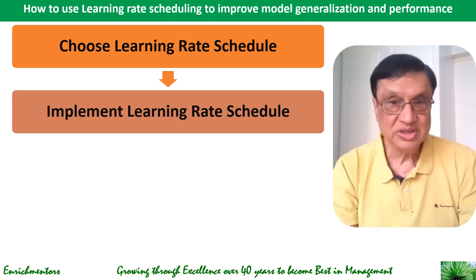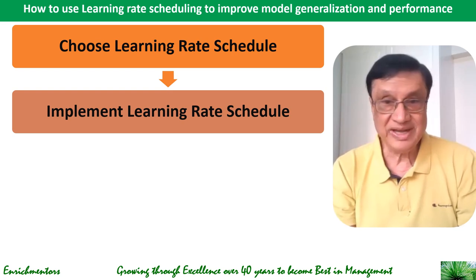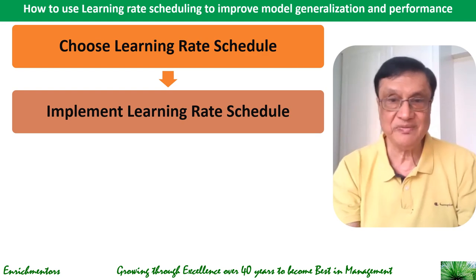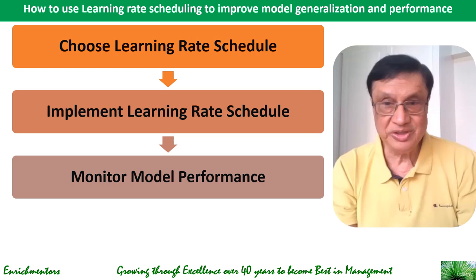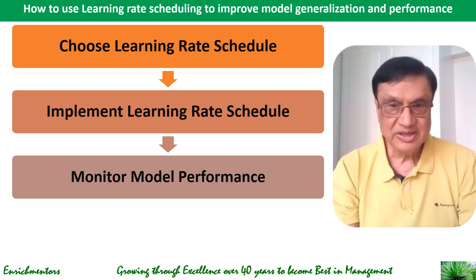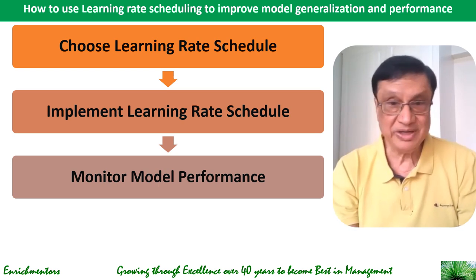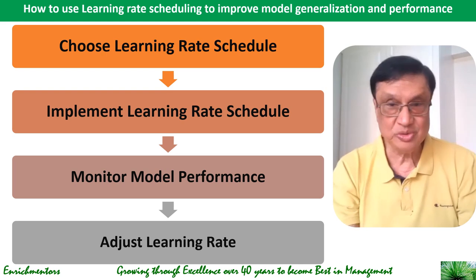Supposing you're using a fixed schedule, set a constant learning rate throughout the training process. If you are using a dynamic schedule, define the function or algorithm to adjust the learning rate based on the predefined conditions or iterations. Then you monitor the performance of the model during training using validation metrics or a separate validation data set. Track metrics such as loss, accuracy, or other relevant evaluation metrics to assess the model's performance over a period of time.